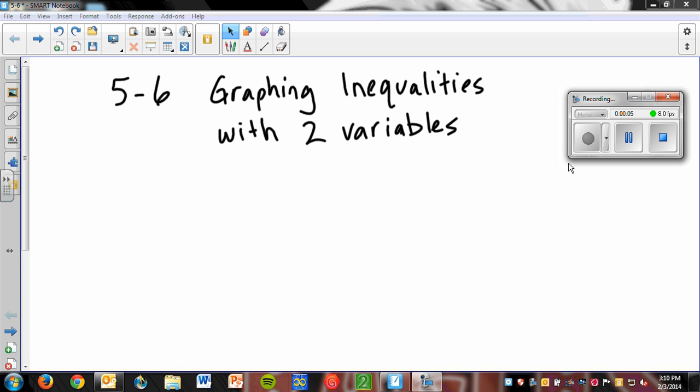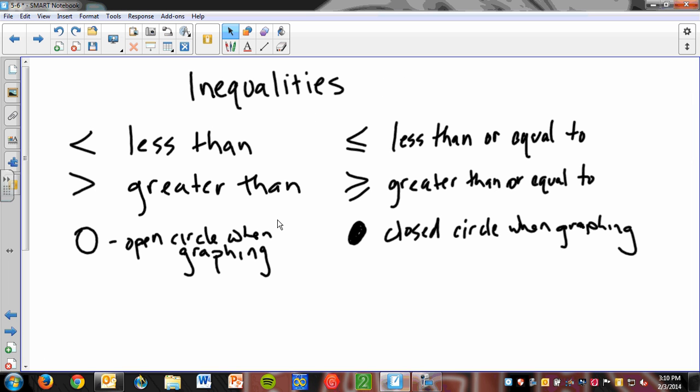All right. This is chapter 5, lesson 6, going back to some of the stuff we learned back in like October. So if you need to review any of the old chapter 5 videos to help catch up, do a combination of that and the chapter 4 stuff and maybe the late chapter 3 stuff, because we're going to graph inequalities with two variables. So quick review on inequalities.